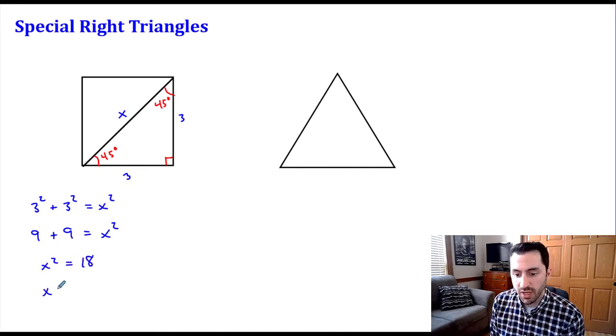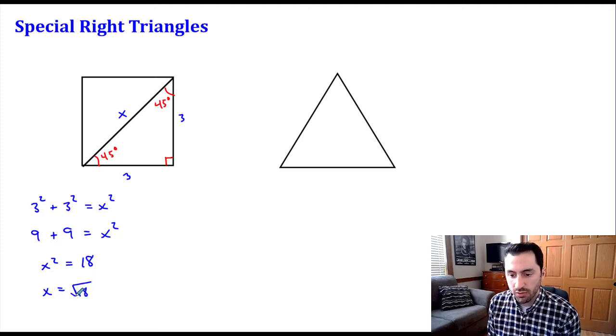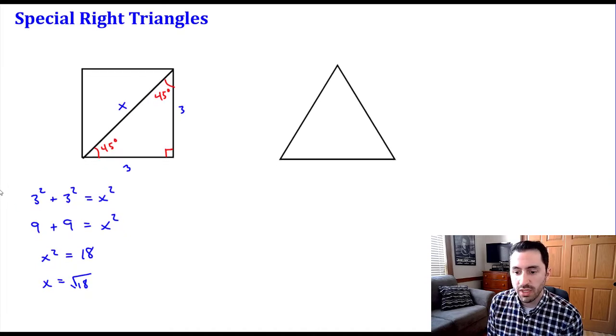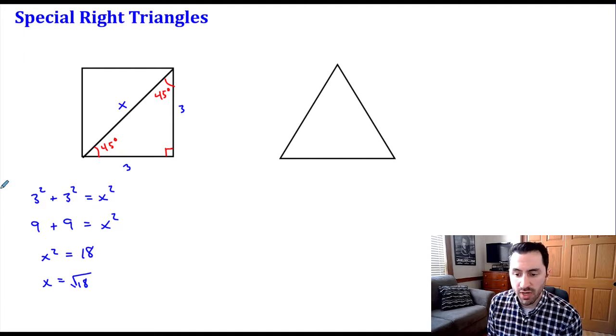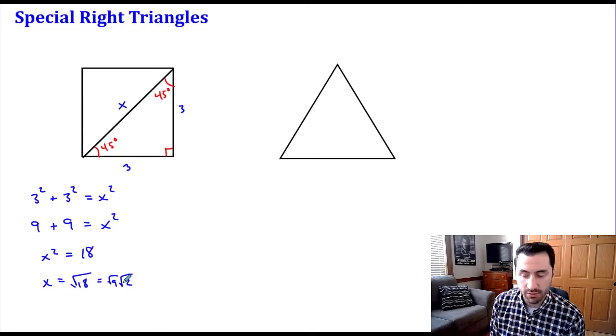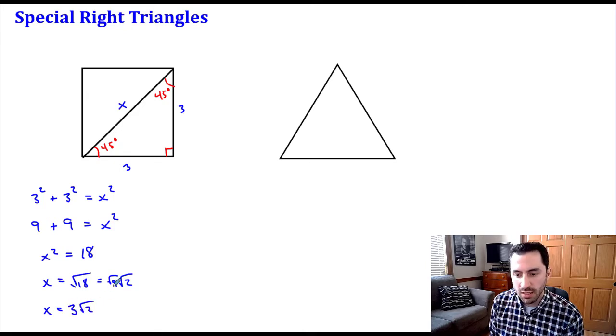Taking the square root of both sides, we get the square root of 18. Now, this radical I can simplify. So simplifying radicals, what we need to think about is what is the biggest perfect square that 18 can be divided by. In this case, it's going to be 9. So this is equivalent to the square root of 9 times the square root of 2, because 9 times 2 gives me 18. So that means my hypotenuse is 3 square roots of 2. The square root of 9 gives me 3. The square root of 2 has to stay as is.